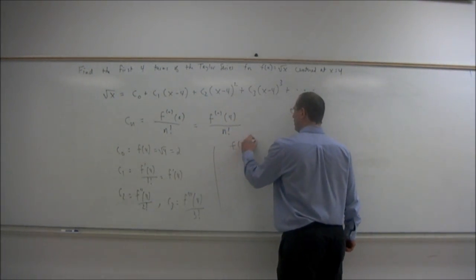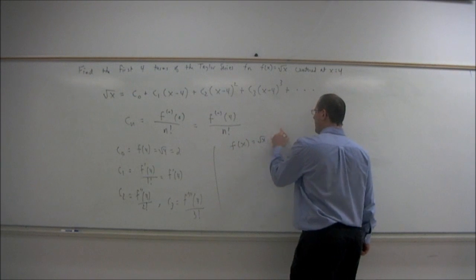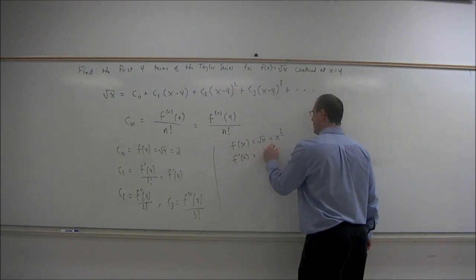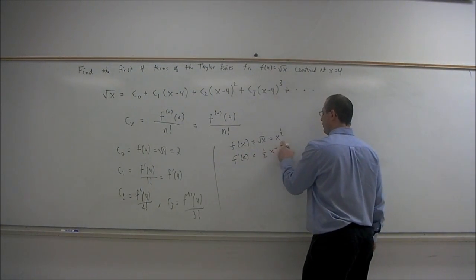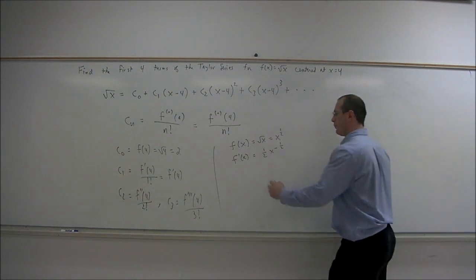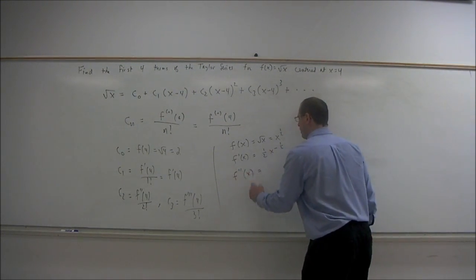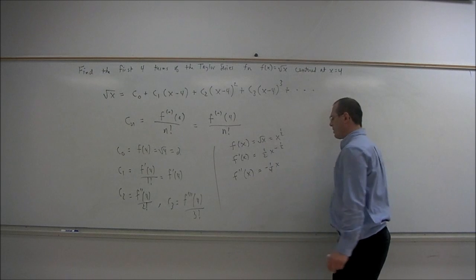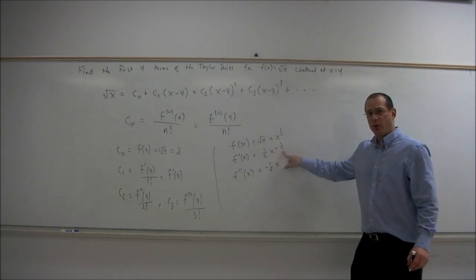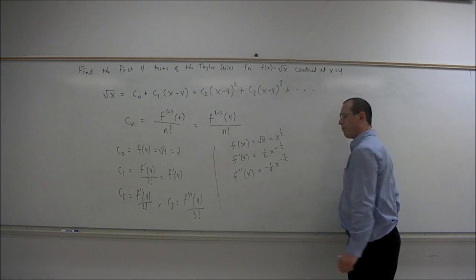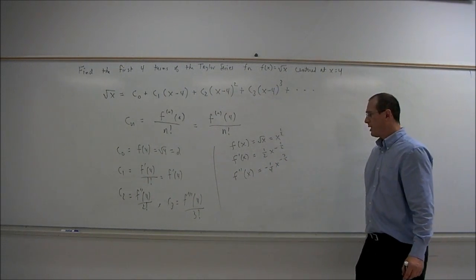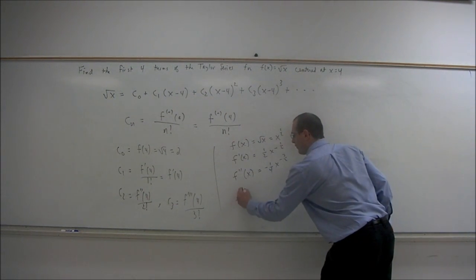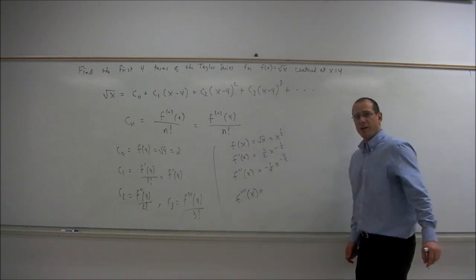So f of x is equal to the square root of x, which is x to the power 1/2. f prime of x is 1/2 times x to the power minus 1/2, using the power rule. f double prime of x is equal to, bring down the minus 1/2, and we get minus 1/4 times x to the power, subtract 1 from negative 1/2, and we get negative 3/2. So that's f double prime of x. That will help us to find c2. And finally, to find c3, we will have to go so far as to list f triple prime of x.